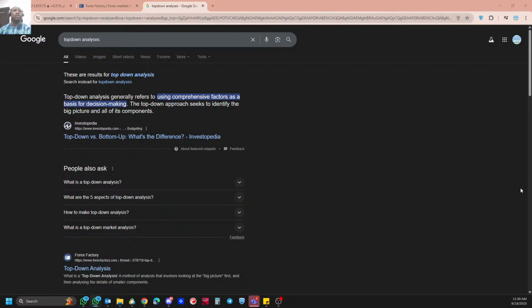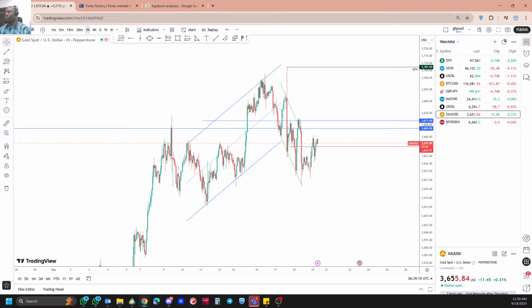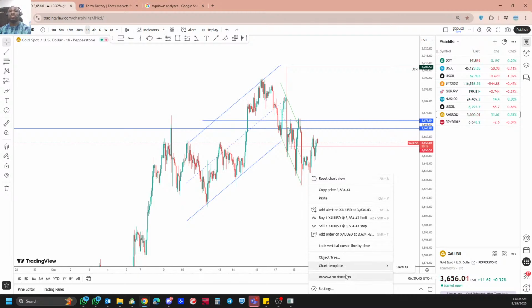The top-down approach seeks to identify the bigger picture and all of its components. Basically, it's an opportunity for you to have a clear understanding of, in this case, what the market is saying from a higher time frame to a smaller time frame. That's basically what it is, and it helps you take an informed decision as to what positions to take, what to expect, and the likes, as the case may be. Let me clear away all my charts here.